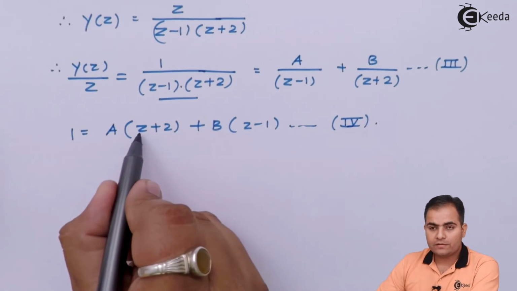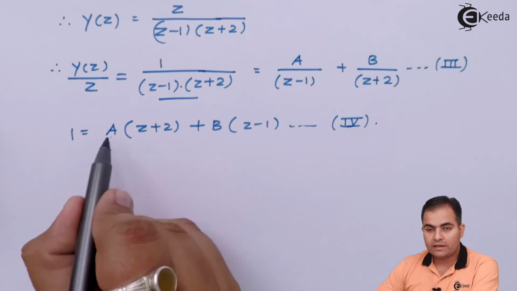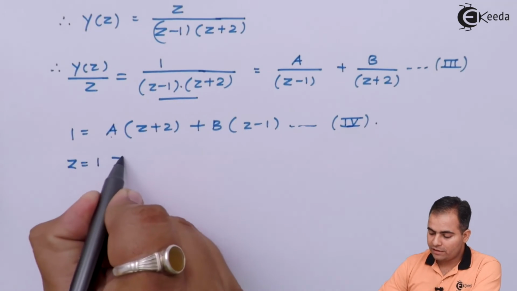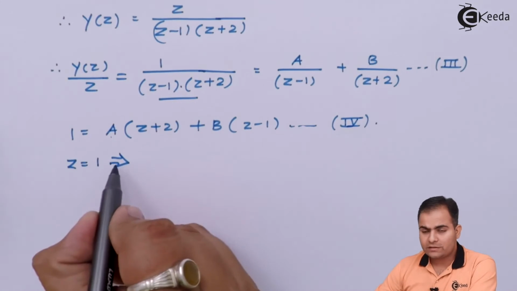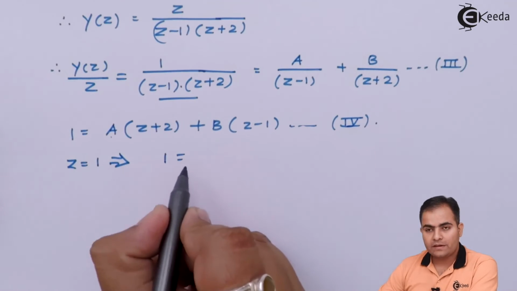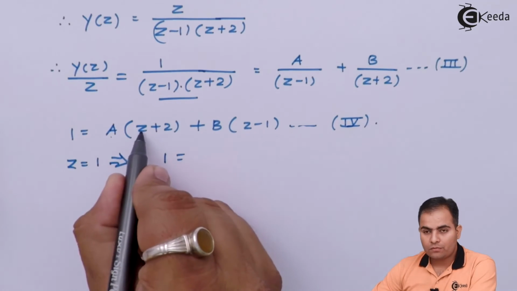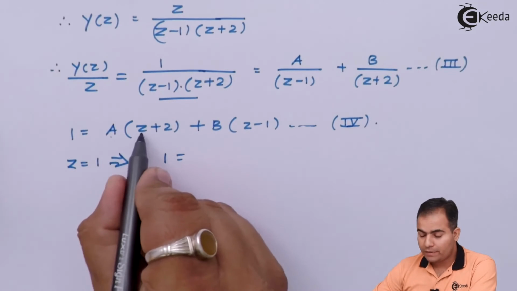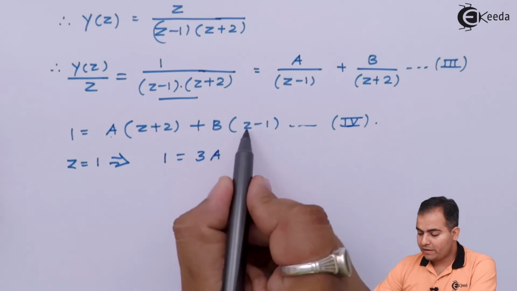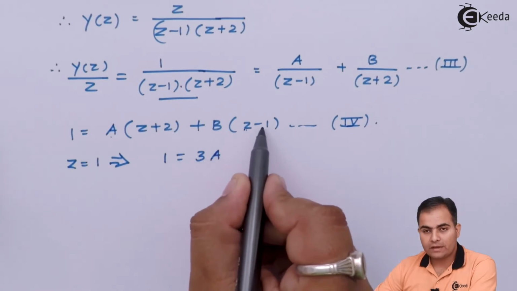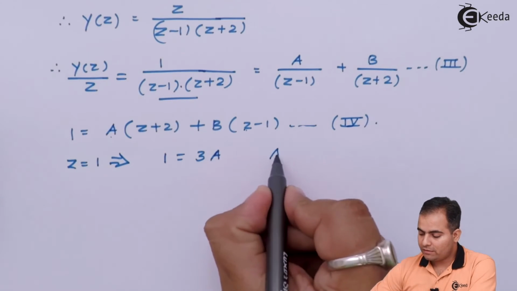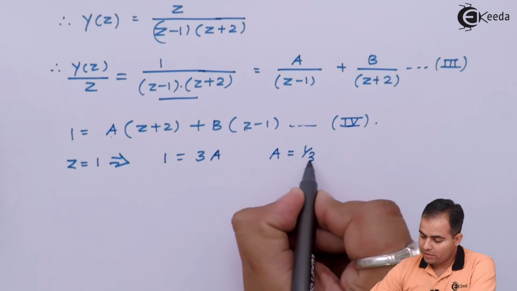Now we'll substitute different values of z so that we get the constants A and B. First, I'll substitute z equals 1 in this whole equation. If I substitute z equals 1 in equation number 1, what you'll get? The 1 will be there on the left hand side, and this z is replaced by 1. So 1 plus 2, answer is 3, so I can write 3A. But if z is replaced by 1, then 1 minus 1 becomes 0, so the whole product term is replaced by 0. So my answer for A is 1 by 3.